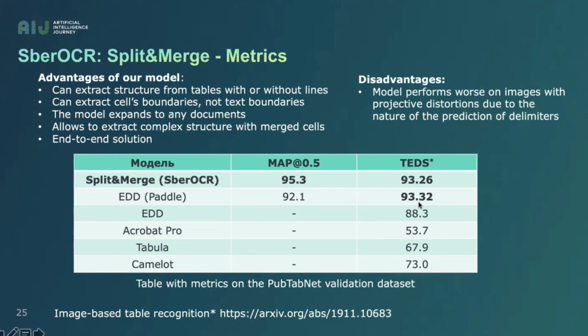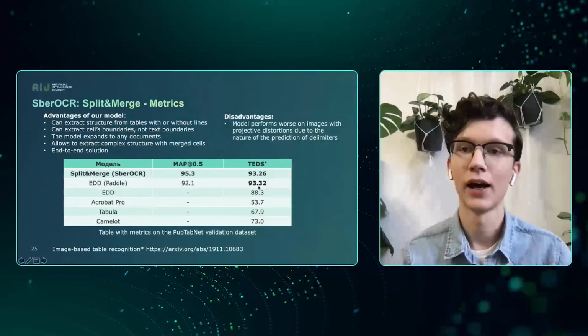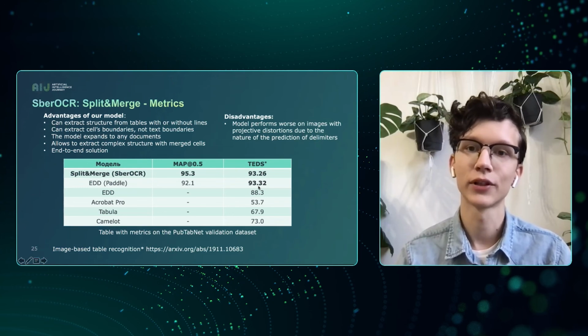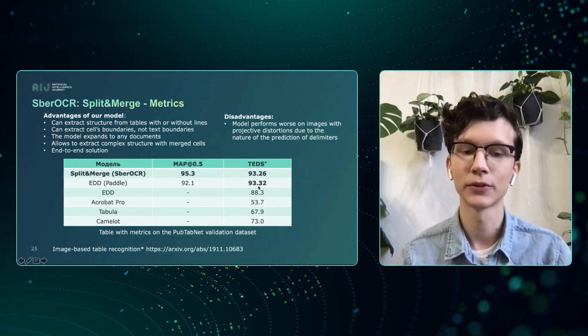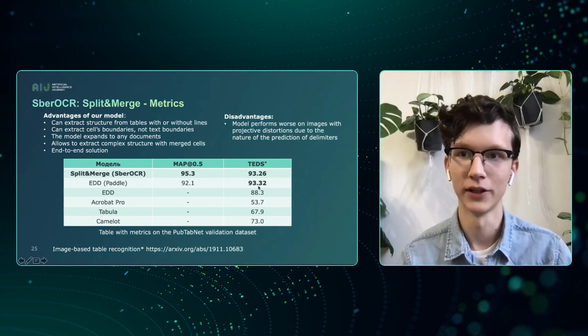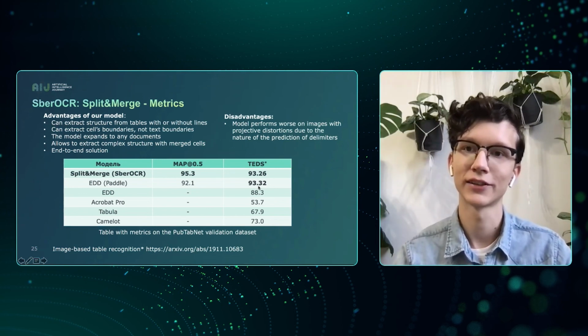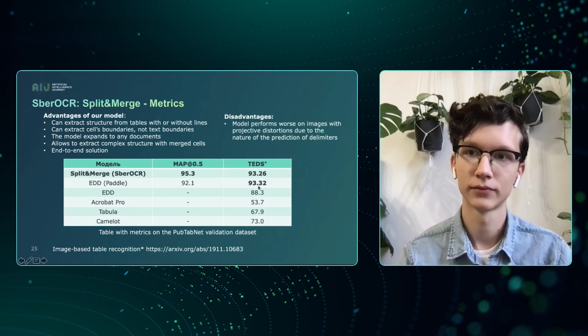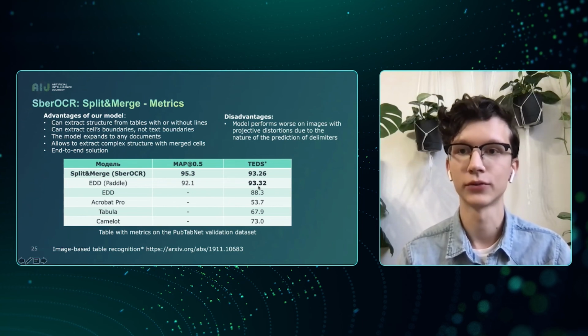The mAP metric is a classic metric from object detection for cell coordinates, and the TEDS metric is a special structural metric for tables that calculates how many operations are needed to translate the predicted HTML into the correct HTML. The closest analog of this metric is the Levenshtein distance. As you can see from the table, our solution provides better predictions of cell coordinates, and in the structural metric, we are on par with the current SOTA solution.